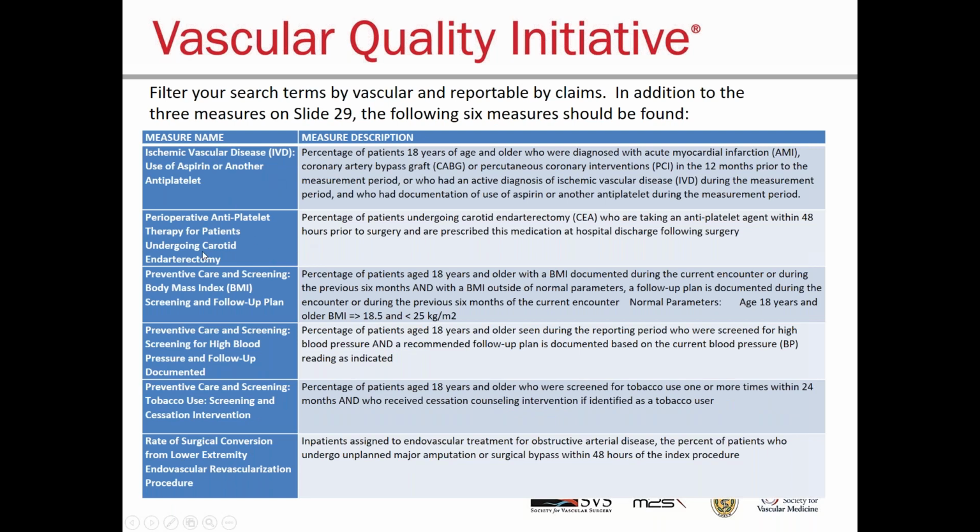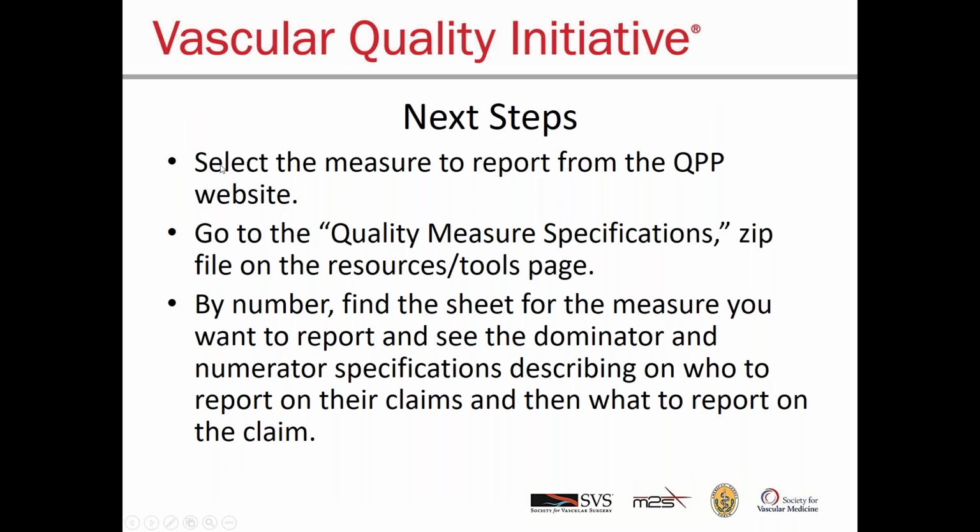This is actually the one that SVS put together. A BMI, preventative care screening, the high blood pressure, tobacco, and a rate of surgical conversion of lower extremity endo-revascularization. This is actually a Society of Interventional Radiology developed measure. So these are additional measures, a little more specific to vascular surgery, and might be something that you want to try to report, particularly if your practice does a lot of carotid endarterectomies or sees a lot of PVD, PAD patients.